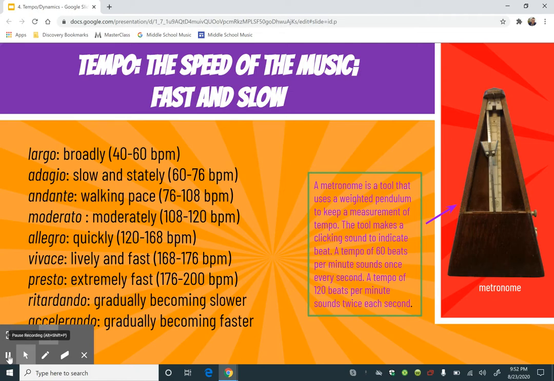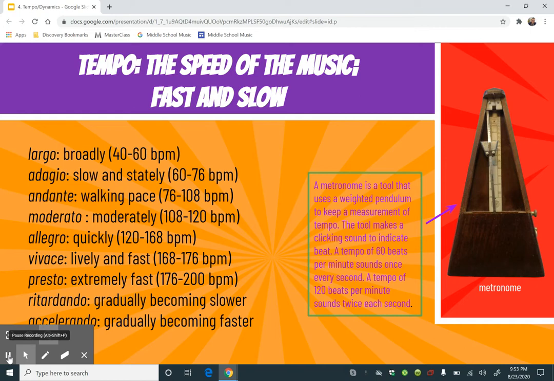Moderato is neither too fast or too slow. Allegro music is played quickly. Vivace, lively and fast. Presto is extremely fast. And then there are two terms that create some variations. Ritardando means the music is gradually becoming slower, and accelerando means the music will gradually become faster.